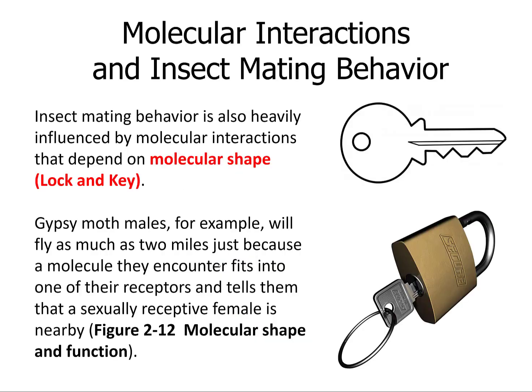Now, your book has another example. It's probably not as exciting as some of the other examples I've talked about, but molecular interactions in insect mating behavior is heavily influenced by the molecular interactions, and gypsy moths, for example, will fly as much as 2 miles. Boy, that's a heck of a motivation, because a molecule in the encounter fits into one of the receptors and tells them that the sexually receptive female is nearby.